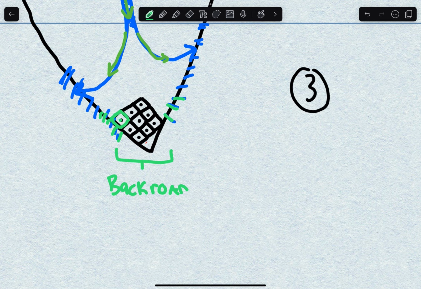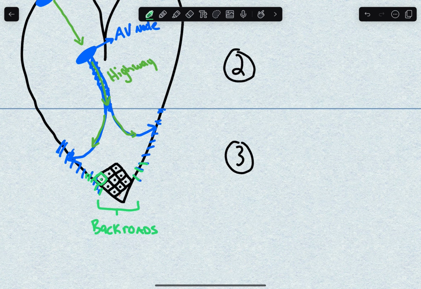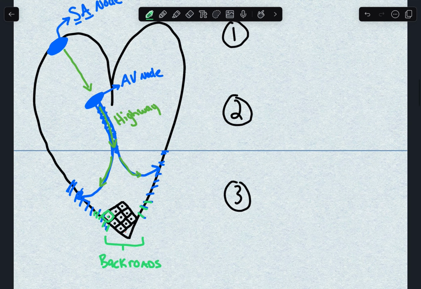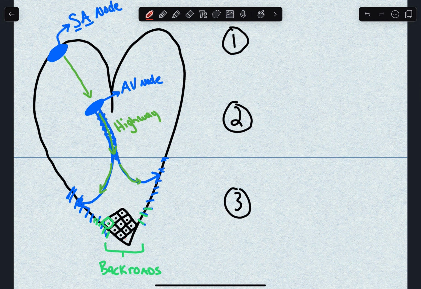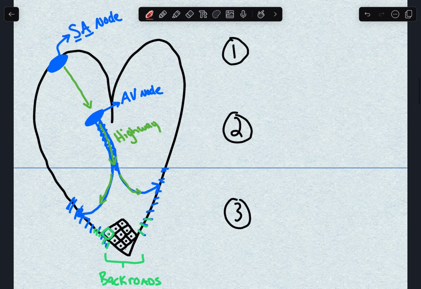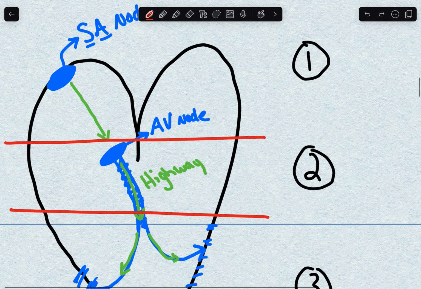Keep this idea of the back roads and the highways in mind as we move forward to look at each rhythm. With that being said, the basis of all cardiac rhythms can be split into 3 sections of the heart, which I will label number 1, 2, and 3, starting at the SA node, then at the AV node, and down to the back roads of the cardiomyocytes.